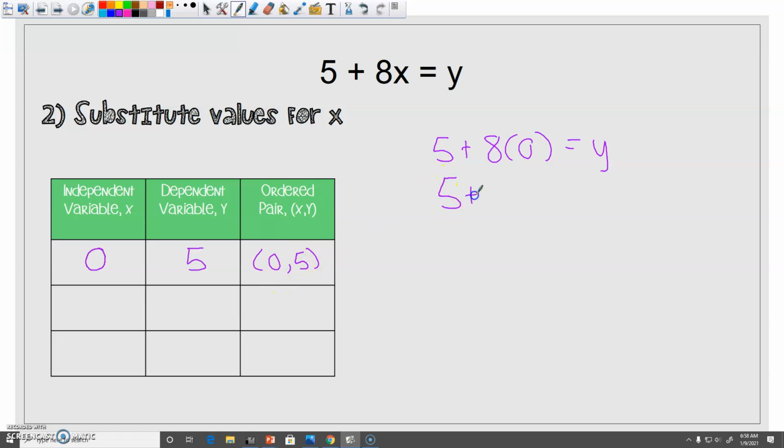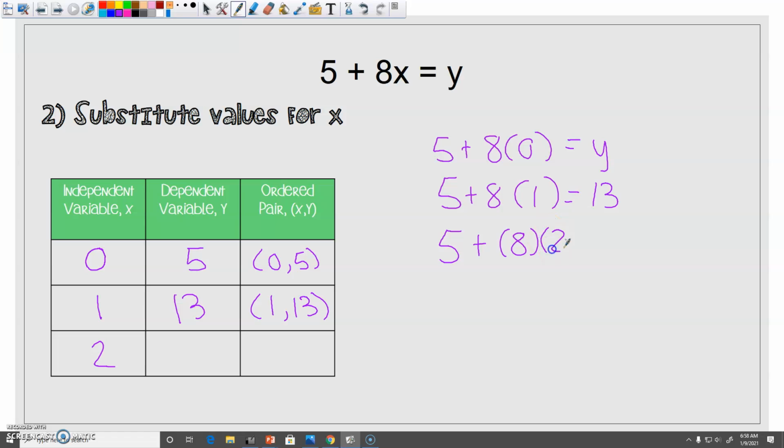So the flat rate of just renting that kayak and then returning it would be $5. What if I rented the kayak for 1 hour? So for 1 hour, for my x, 8 times 1 is 8, plus 5 is 13. So it would cost $13 to rent for 1 hour. What if I rented for 2 hours? That's okay. We'll go with it. So 8 times 2 is 16, plus 5 is 17, 18, 19, 20, 21. So we will have $21 if we rent the kayak for 2 hours.